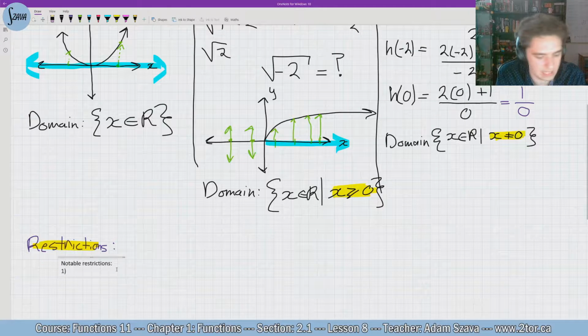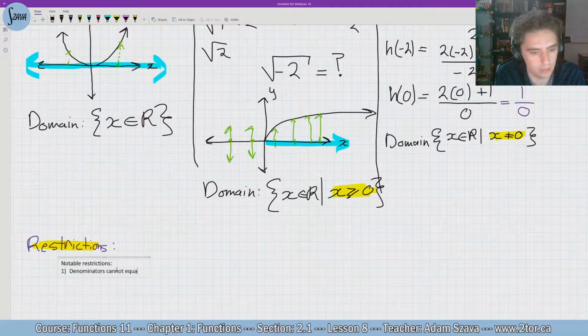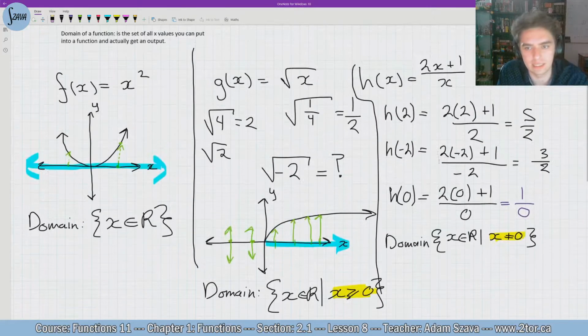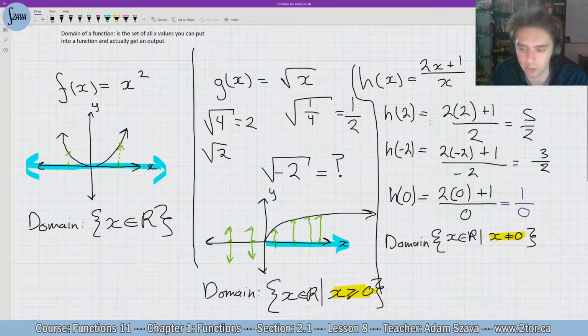Well, the first thing is that denominators cannot equal 0. We saw that in this third example here, right? Everything worked except whatever made the denominator 0. Because then you have a denominator of 0 and you're trying to divide by 0, and that just can't work. You're just not allowed to do that. And there are lots of reasons why you're not allowed to do that.